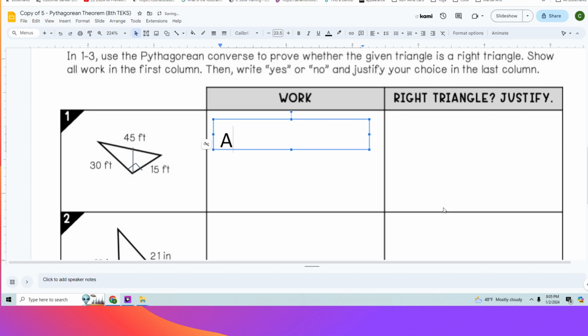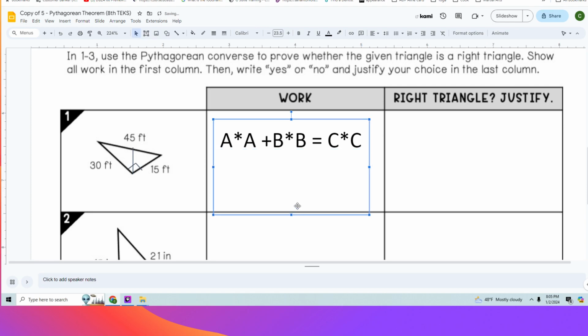So A squared, so remember that's A times A, plus B times B equals C times C. So now we plug in A, B, and C because we've identified our legs and our hypotenuse. So 30 times 30, that's our A, plus 15 times 15. Does that equal 45 times 45?